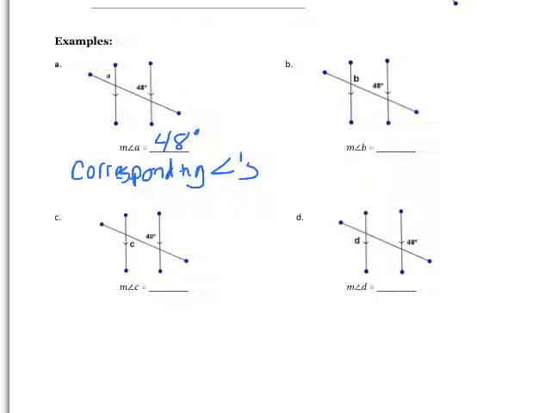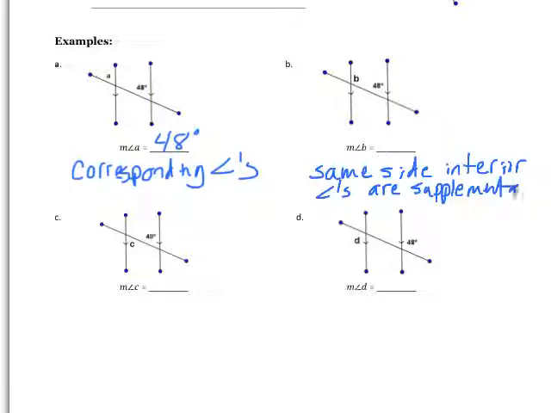The second one, these are same side interior. So I'm going to label it, they're same side interior. I'm not going to write the full statement yet, but we will get to that in a few units. If parallel lines are cut by a transversal, then the same side interior angles are supplementary, meaning they add to 180. So B plus 48 is equal to 180. Solving for B, subtracting 48 from 180, you get 132. So the measure of angle B is 132 degrees.